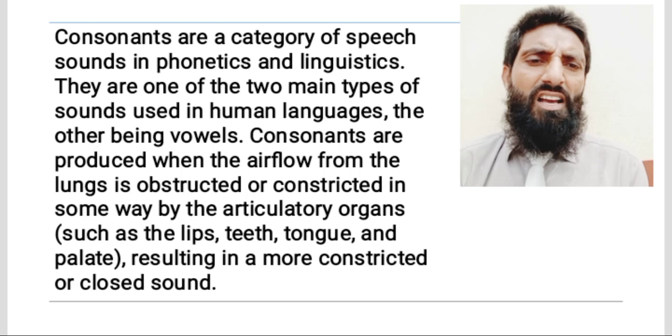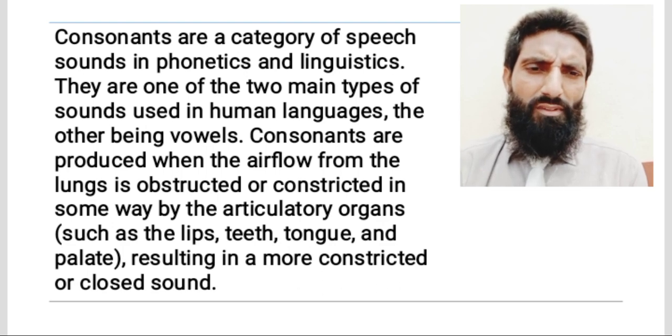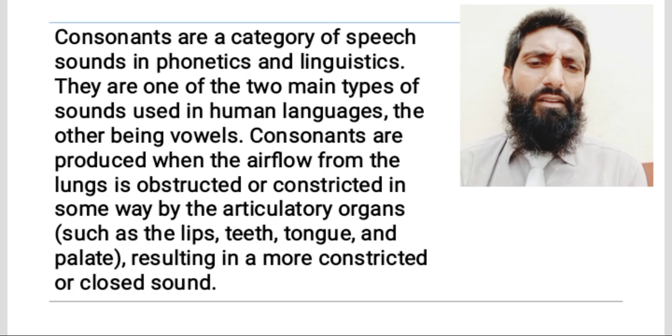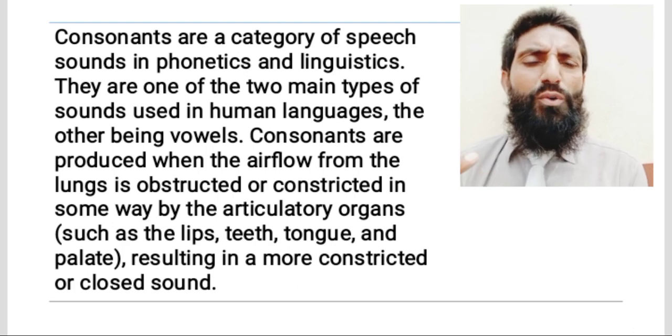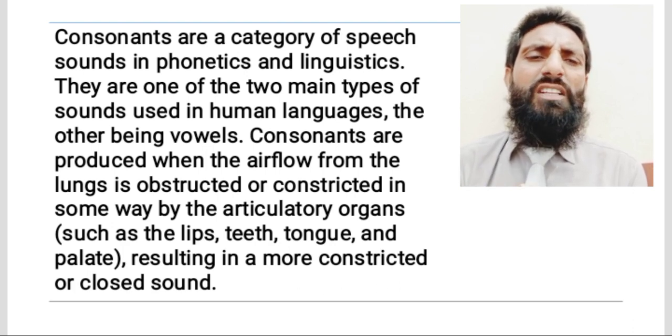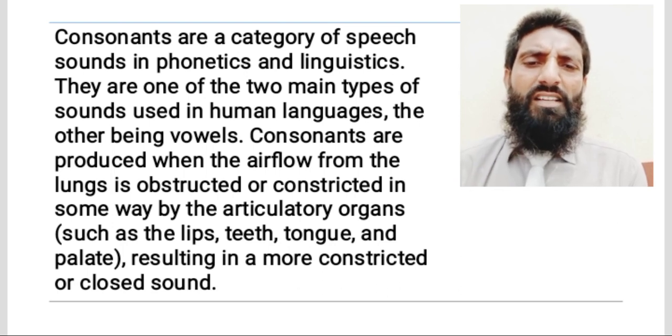Organs basically is a system. It can also be a mixture of tissues. When tissues join together, they form organs. And when organs meet up and collectively do something very particular and peculiar in its occurrence, this is called a system. So articulatory organs means all those things which take part in producing the sound, in speaking the sound. These may be lips, teeth, tongue, palate, all the things which take part in the production and articulation of the sounds, and they are called articulatory organs, resulting in a more constricted or closed sound.